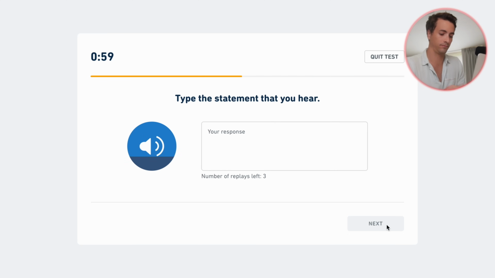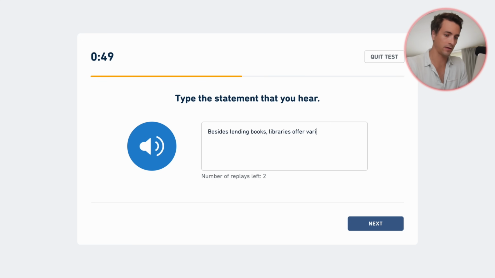Besides lending books, libraries offer various other services. Okay, let's use the second listen, although there aren't any parts I'm not confident about, so I'm going to just proofread. Besides lending books, libraries offer various other services. Okay, and then again, we don't gain points for going faster, so I'm going to use the third listen, because why not? Besides lending books, libraries offer various other services.